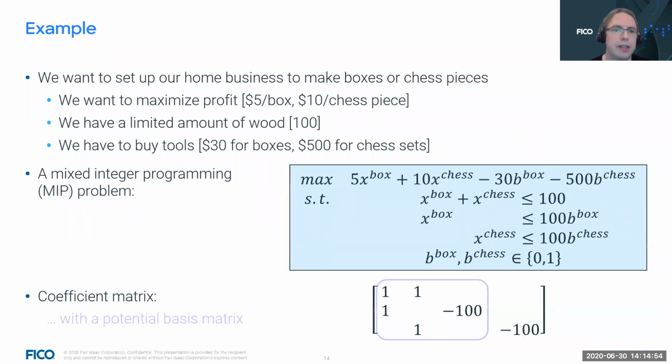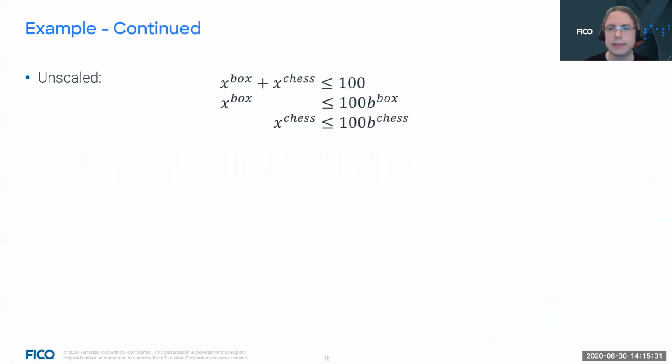Okay, little example. So assume you are working from home for 3 months and you're good at woodworking. So you set up your little home business to make either boxes or chess pieces from wood. You want to maximize the profit. You have a limited amount of wood and you have to buy some tools. So this is where a binary decision comes in, whether you do this or not. So this would be the little mixed integer program that you get out of this. And then you see here the coefficient matrix below. Actually, it is a square matrix, so this will also be your basis matrix in the end. So if you look at the unscaled problem, this will be the basis inverse matrix that you get, and the condition number of this is approximately 245.